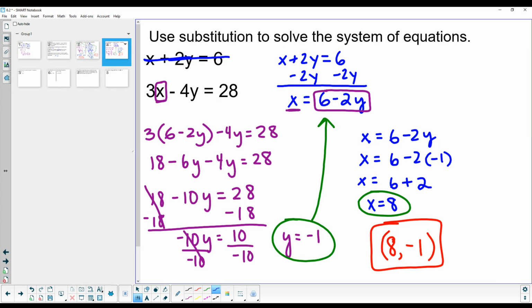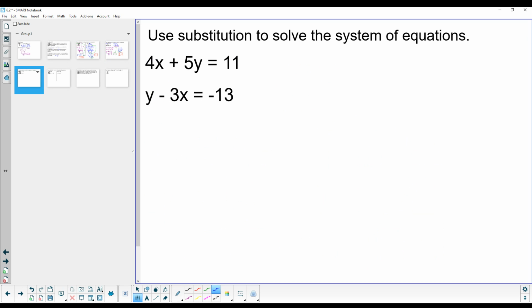Okay, so we have the same idea for this one. Neither one of these is solved. Does anybody want to tell me which one of these is going to be easier for me to solve? The bottom one. Y is by itself. Right, because y is by itself. Good. So if y is by itself, like it is on the bottom, there's no coefficient or number out in front. That's going to be the one that we want to solve for.